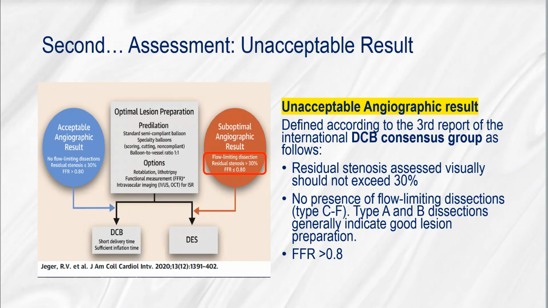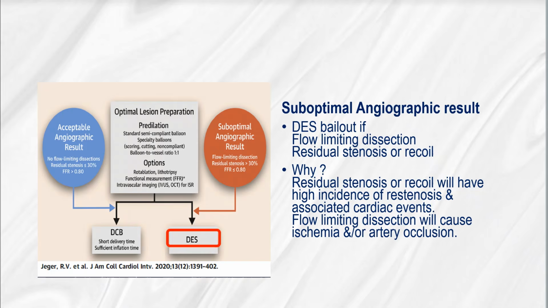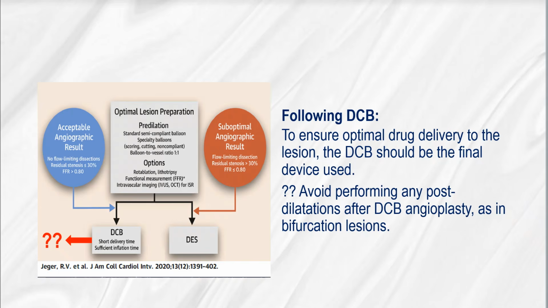What if the assessment after lesion preparation is unacceptable, with unfulfilled criteria of an acceptable result? DES is used as a bailout, since residual stenosis or recoil will have high incidence of restenosis and associated cardiac events, and flow-limiting dissection will cause ischemia and/or artery occlusion. To ensure optimal drug delivery to the lesion and diffusion across the cell membrane, avoid or delay performing any post-dilatations after angioplasty, as in cases of bifurcation lesions.